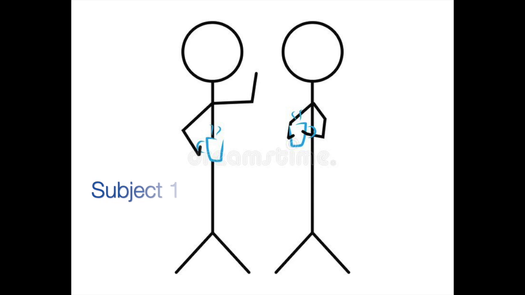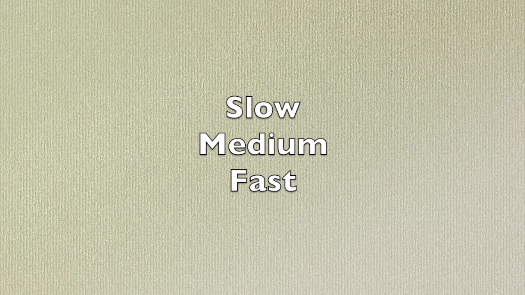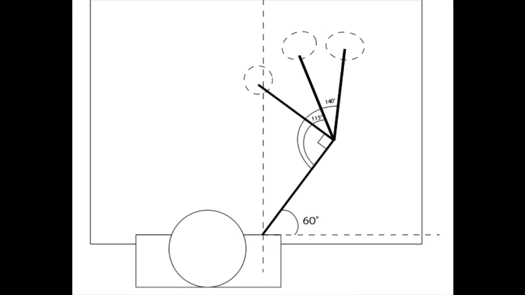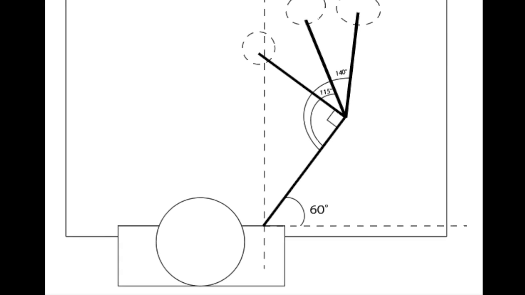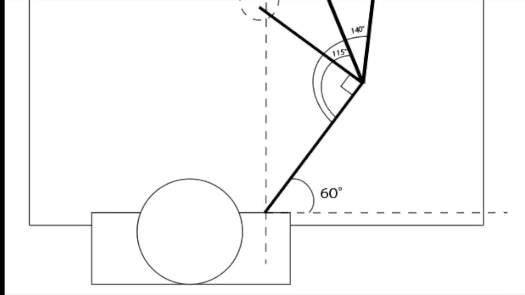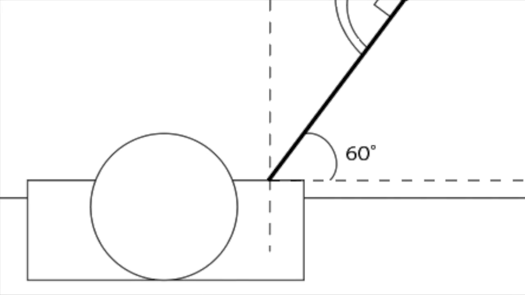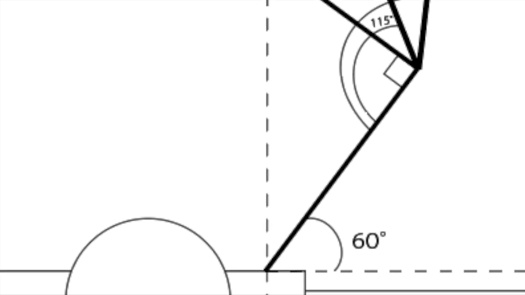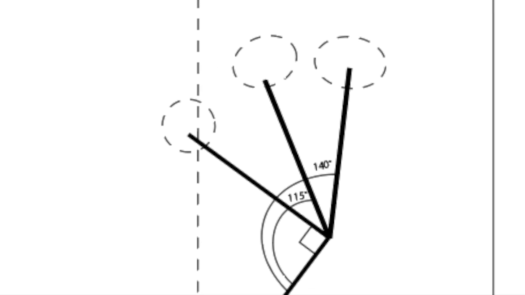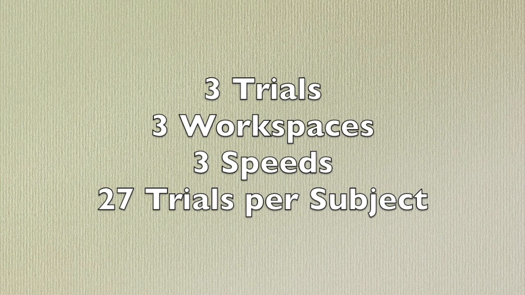Our method for collecting this data included two subjects that would sketch circles at a self-identified slow, medium, and fast speed. To test our hypothesis, we decided to have three arm orientations, which we call workspaces. These workspaces consisted of a constant upper arm axis angle of 60 degrees with respect to the torso and three elbow angles: 90, 115, and 140. Three trials were conducted for each condition for a total of 27 trials for each subject.